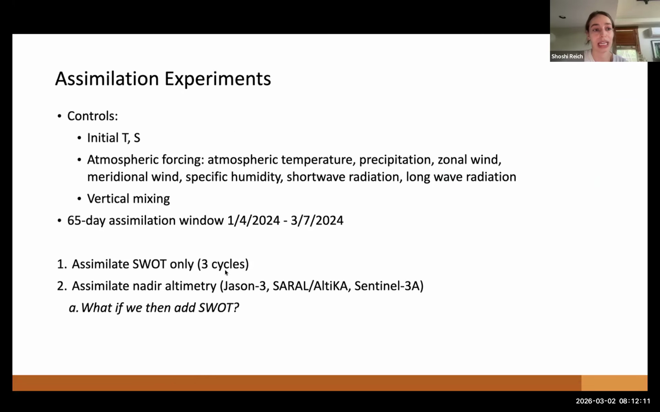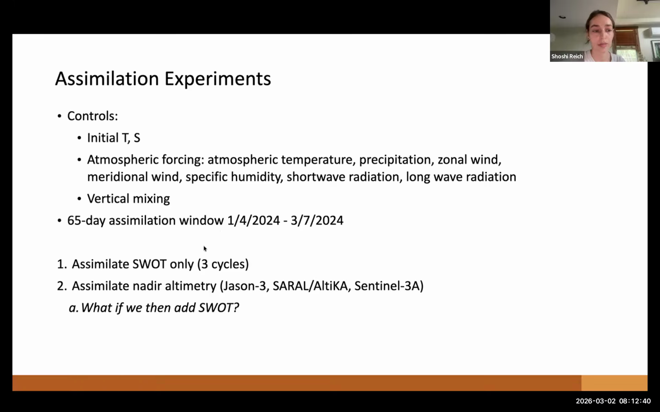Okay, so for all of my assimilation experiments, I'm using the same controls. I'm using initial temperature and salinity, allowing for daily adjustments to atmospheric forcing, like atmospheric temperature, precipitation, winds, humidity, and shortwave and longwave radiation. Also my vertical mixing parameter. And I'm doing a 65-day assimilation window from January to March 2024. This corresponds to 3 full SWOT cycles.